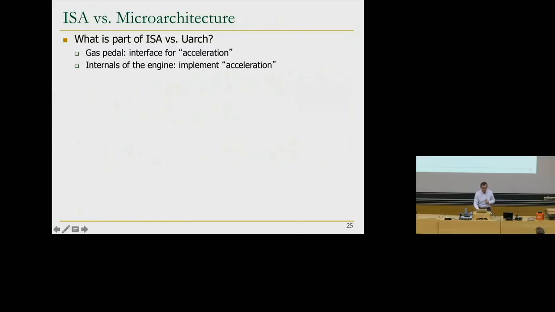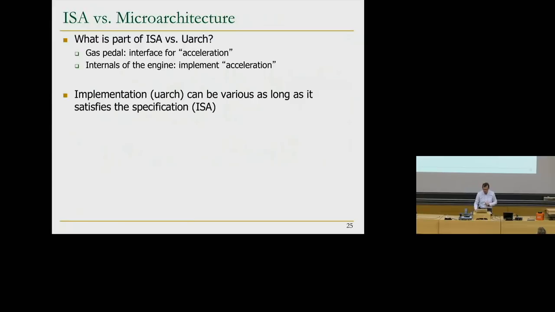So basically, the internals of the engine is what implements acceleration, and that's really the microarchitecture of the car. Whereas all of the interfaces that the user gets exposed to is the architecture of the car. And microarchitecture may be completely different from architecture. Okay, and I've said this before.